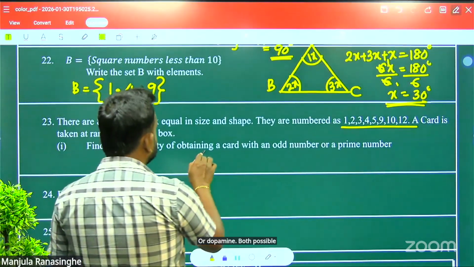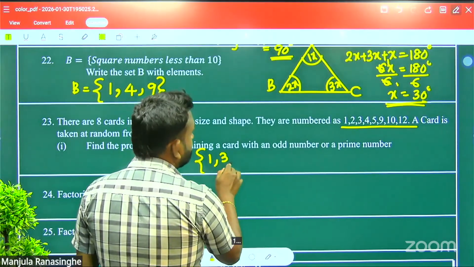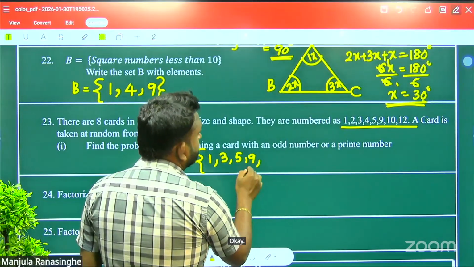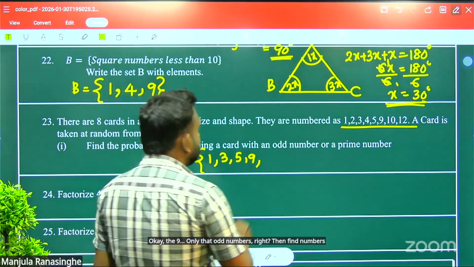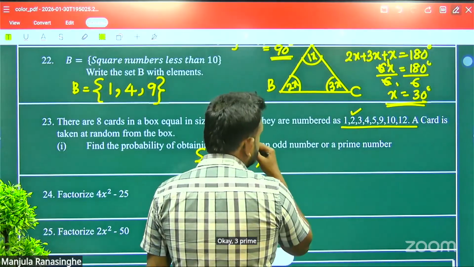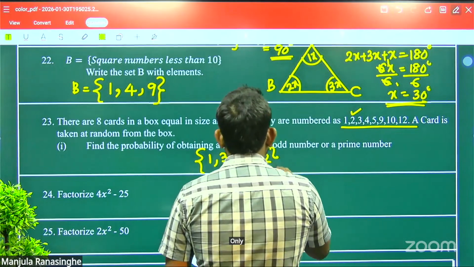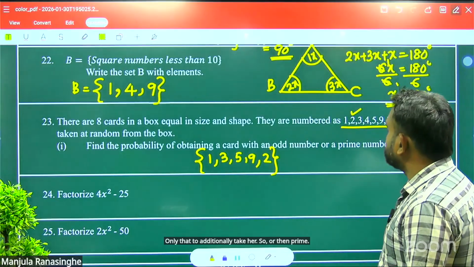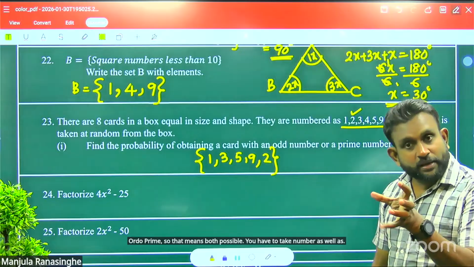So what are the odd numbers here? 1, 3, then 5, then 9. Only those are odd numbers, right? Then prime numbers: 2 is a prime number, 3 is a prime number already taken, 5 is a prime number already taken, so only 2 is additionally taken. So odd or prime means both are possible. You have to take the odd numbers as well as the prime numbers.